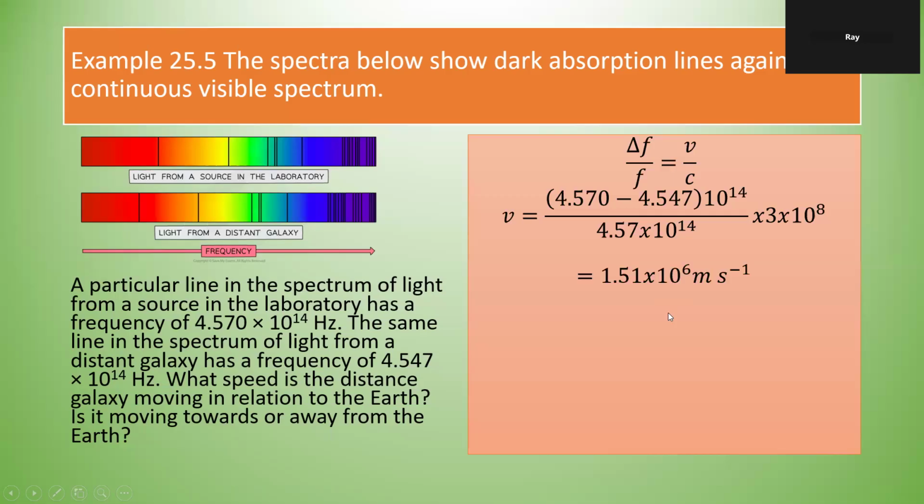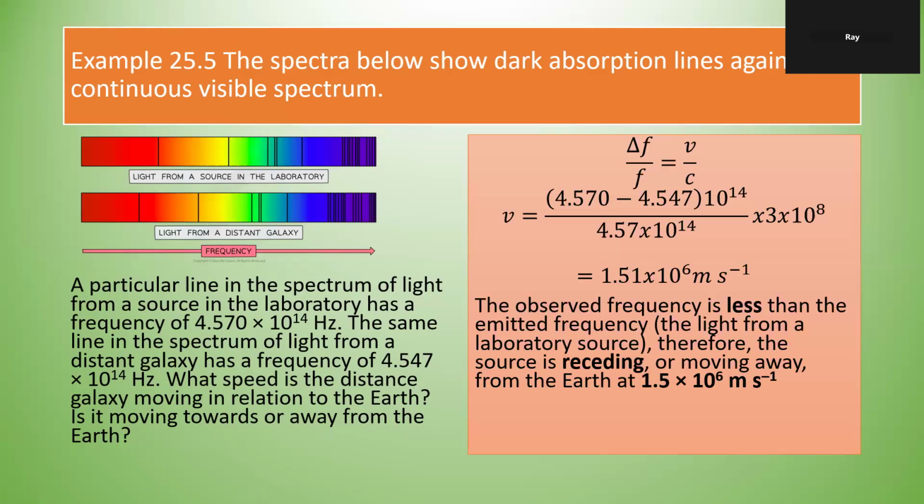So we calculate 1.51 times 10 to the power 6 meters per second. The observed frequency is less than the frequency of light from the laboratory source. Therefore, the source is receding, or moving away from the Earth, at 1.5 times 10 to the power 6 meters per second. Any comment? No. Okay, that's an example.